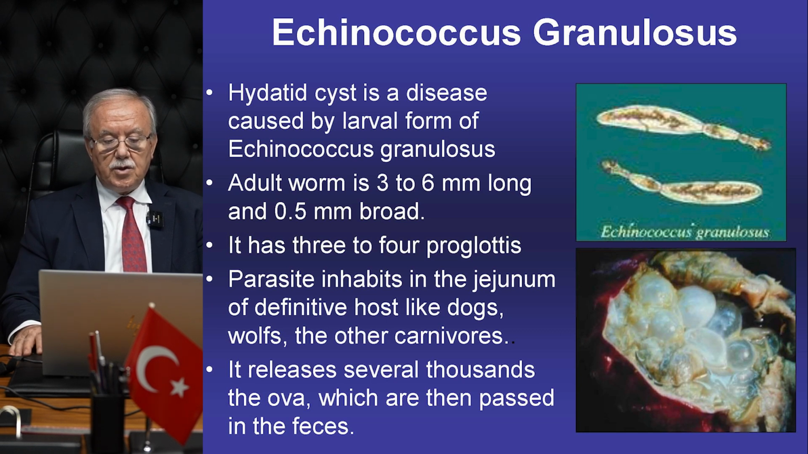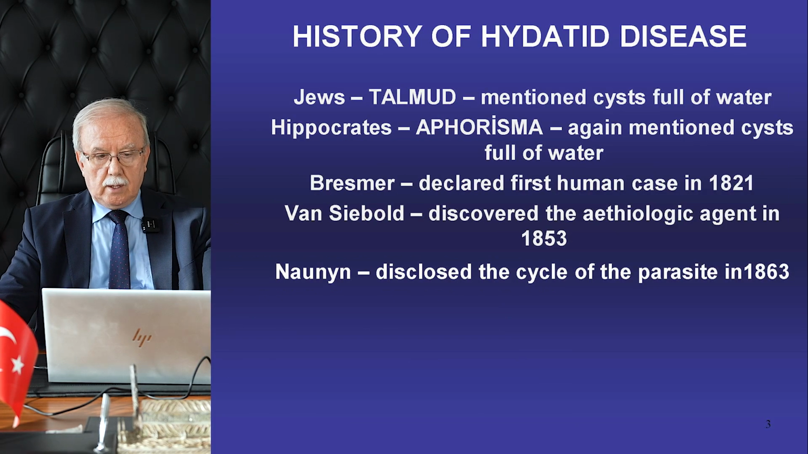It has 3 to 4 proglottids. The parasite inhabits the jejunum of the definitive host, like dogs, wolves, and other carnivores. It releases several thousands of ova, which are then passed in the feces. This is a very old, historical disease. Hippocrates mentioned in his aphorisms a cyst full of water.